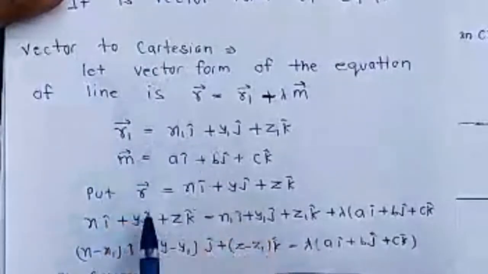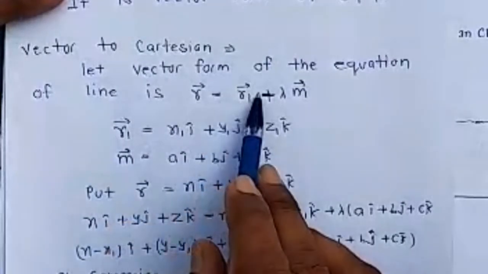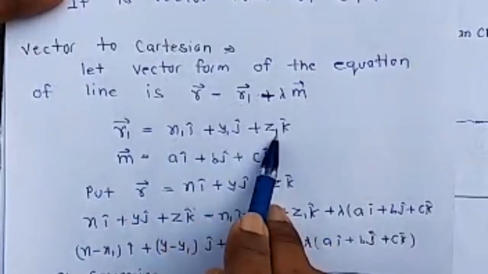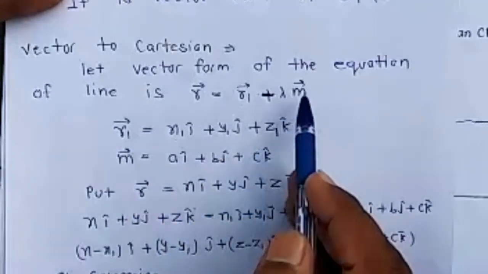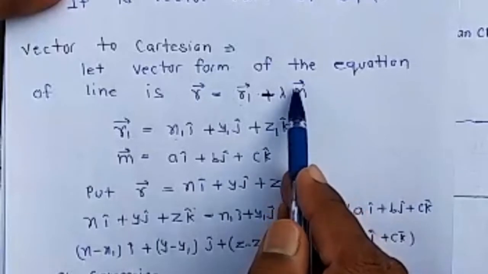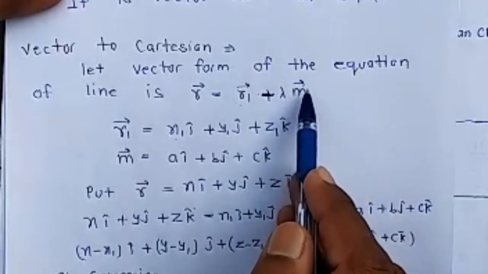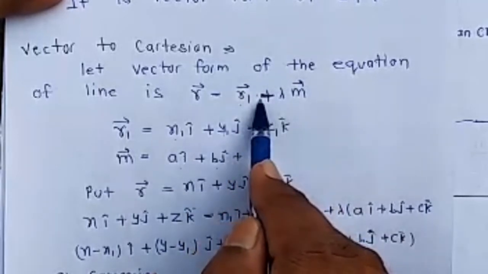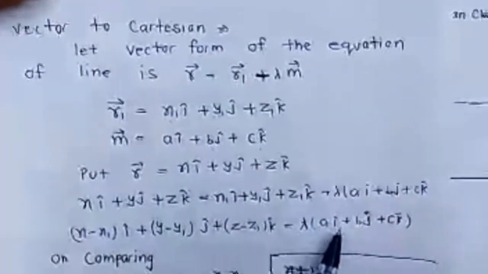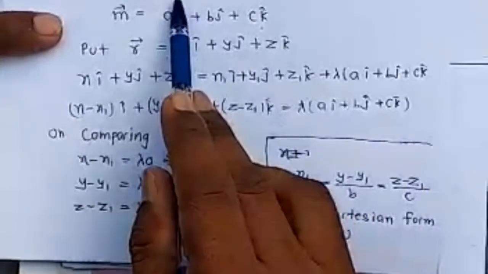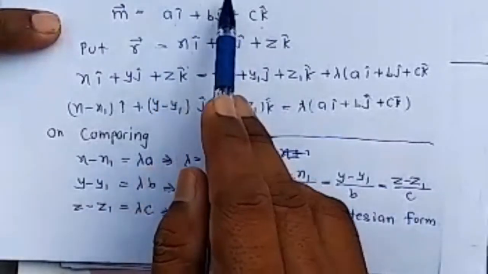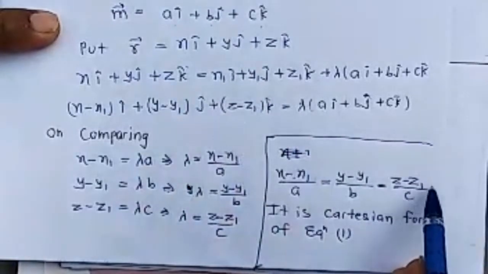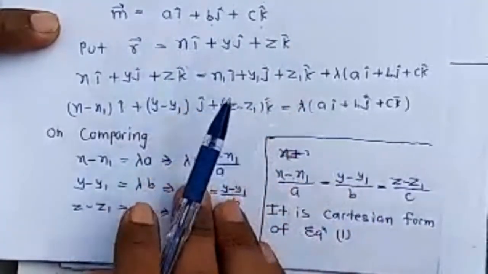Means if we have the vector form of equation in this form, where we know that the point is x1i plus y1j plus z1k, and the value of m vector is ai plus bj plus ck, we can directly write this equation in Cartesian form by x minus x1, means coefficient of i, y minus y1, means coefficient of j, and z minus z1, z1 is coefficient of k, upon a, b, c.